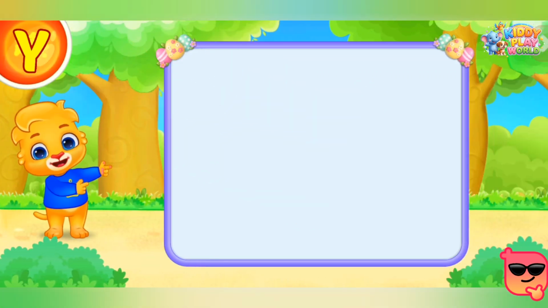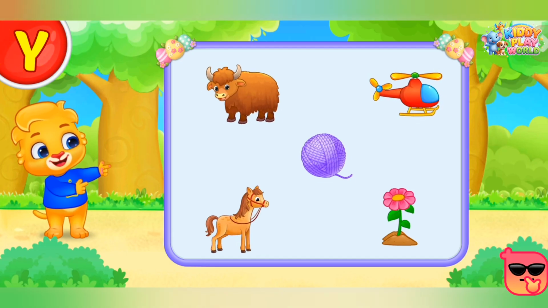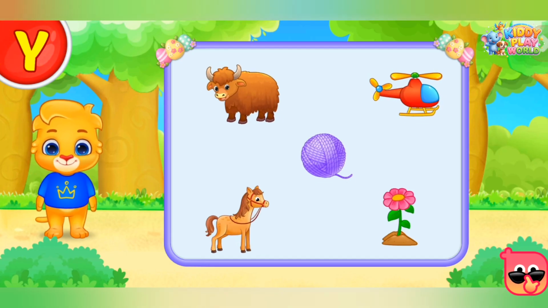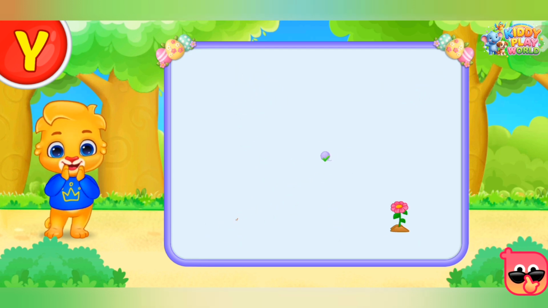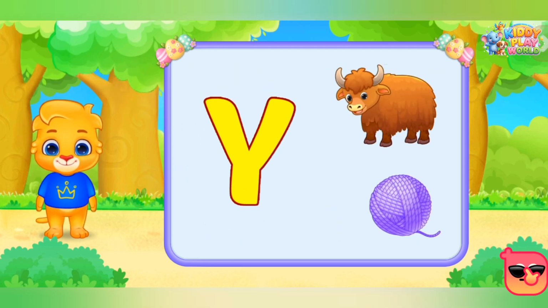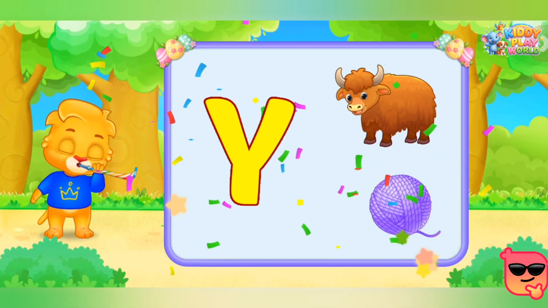Tap the picture that starts with letter Y. Woo! Y is for yak. Y is for yarn. Well done.